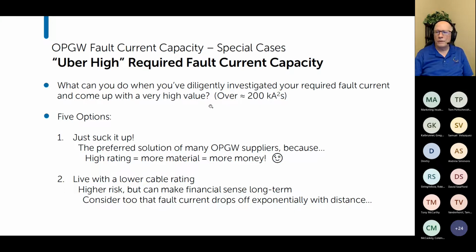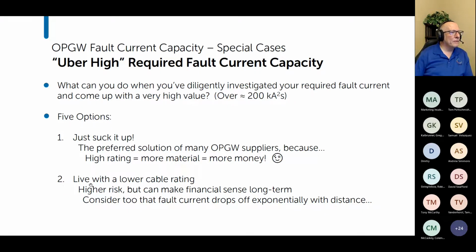So we're going to conclude now with what you can do in a problem situation. Let's say that you've done all of this analysis that I've recommended, and you've come up with a very high fault current value. What does that mean? Well, that's debatable, but for purposes of today, say something over 200 K squared. What can you do? Well, you've got 5 options. The first one is to just suck it up, right? And me as an OPGW supplier, I'm going to like that, because remember what I said before, higher rating means more material. Well, that also means more money. Yay! So the OPGW suppliers like this.